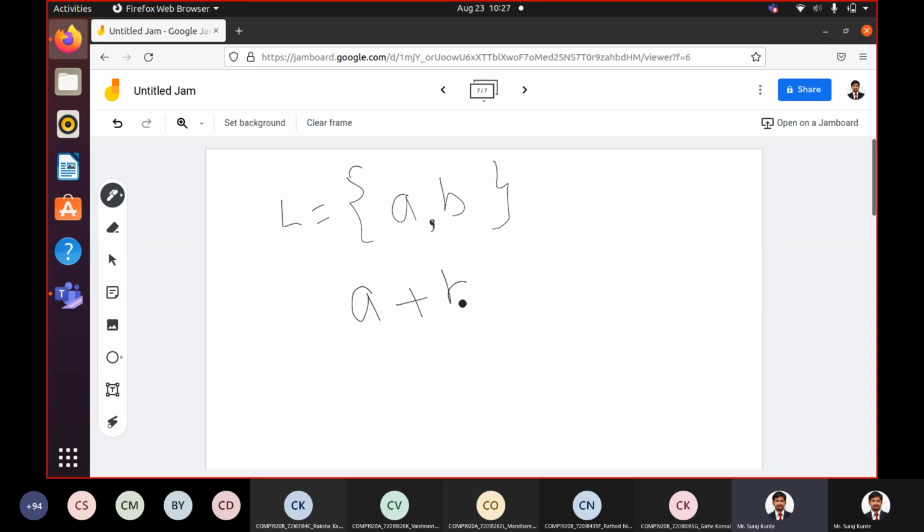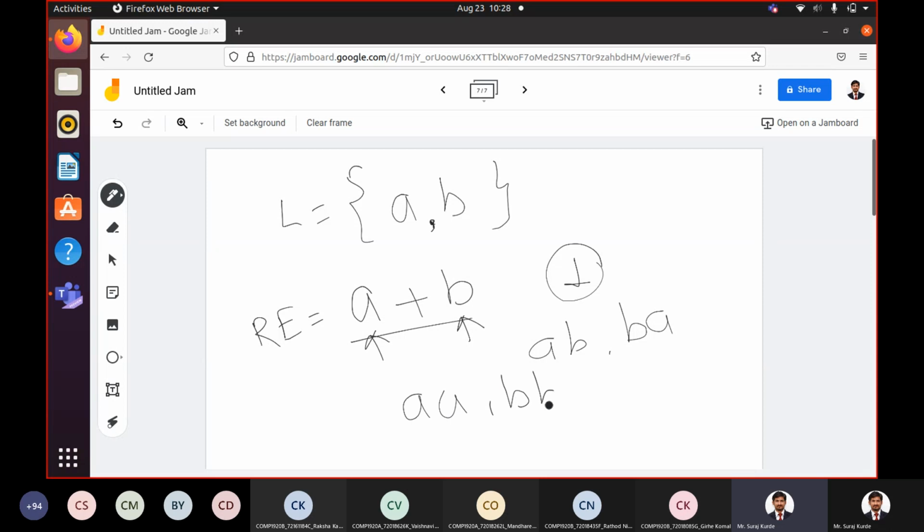Either the input is A or B. This is a regular expression: A or B. It is not repeated again and again; it appears only once. Either it may be A or it may be B. It will not have AB or BA as a string. It will not have AA or BB as a string, because we are not repeating any alphabet.